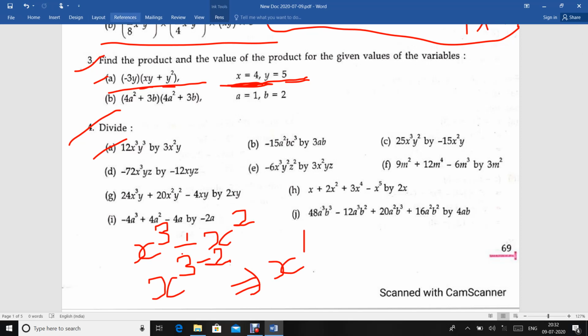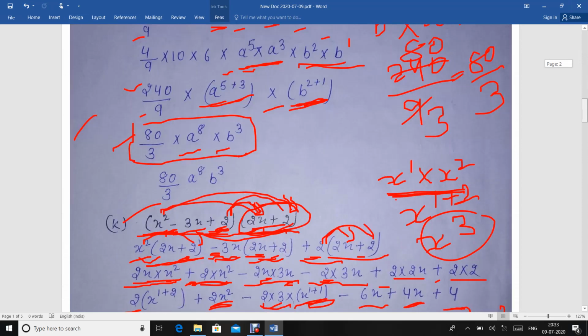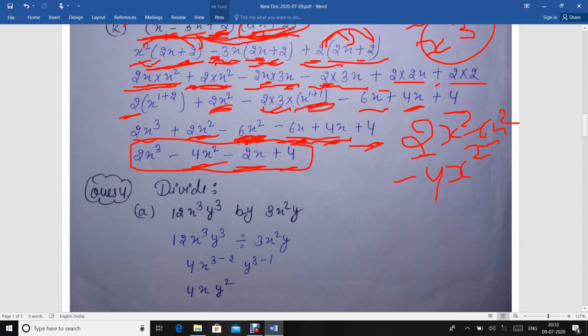Because these division questions are based on the properties of exponents or powers, let us see the solution of this question. Divide 12x cube y cube by 3x square y. For division, firstly you have to observe the numeric coefficients. Here in this term the numeric coefficient is 12, and it will be divided by the numeric coefficient of the next term, that is 3.